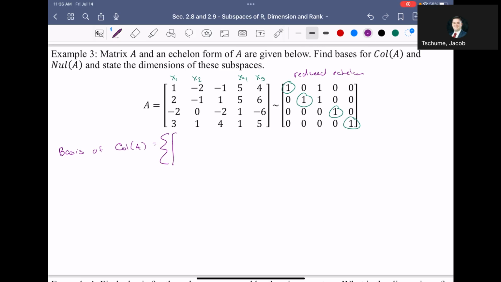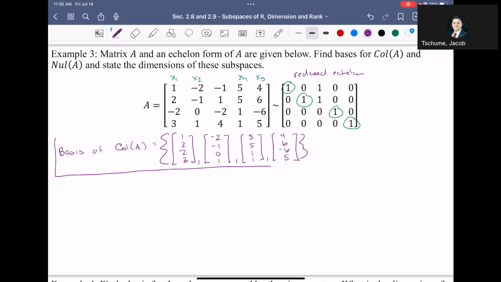So the first column would be 1, 2, negative 2, 3. The second column would be negative 2, negative 1, 0, 1. We skipped the third column because it did not have a pivot position. Then we have 5, 5, 1, 1. And finally, we have 4, 6, negative 6, 5. Right? So you have just answered the first question. You found the basis of the column space.